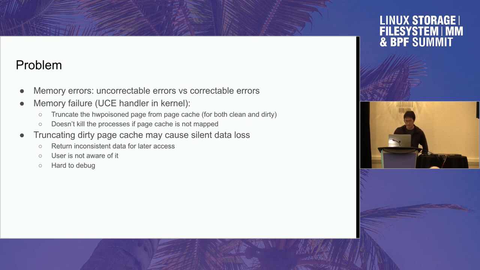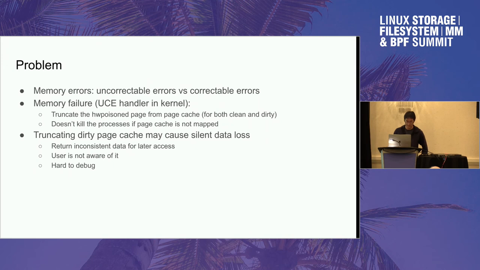So for page cache, the memory failure handler truncates the hardware poisoned page from the page cache, regardless of clean or dirty. Even if a page cache page is dirty, it's going to get truncated by the memory failure handler. Truncating dirty cache may cause problems, for example data loss, because once the page cache is truncated, a later access will read the data from the disk, but that data is already inconsistent.